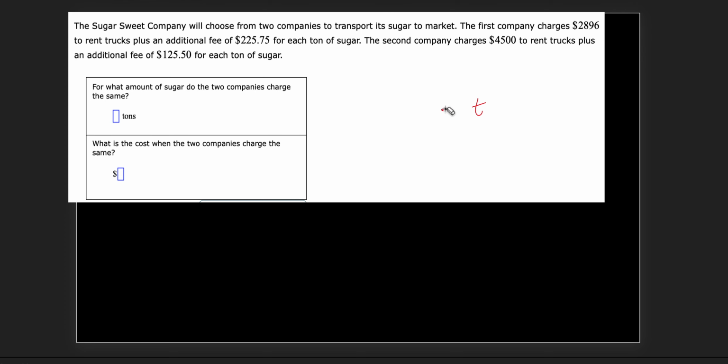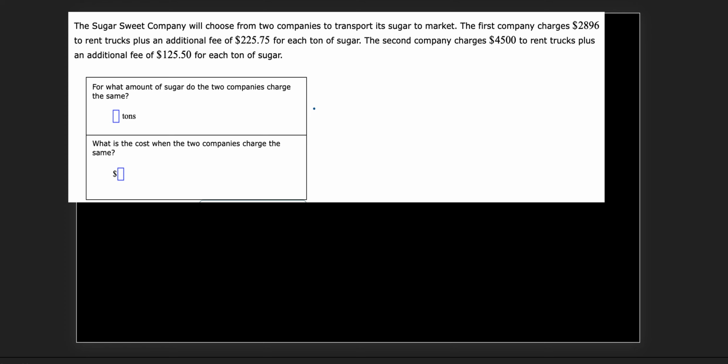So the Sugar Sweet Company will choose from 2 companies to transport its sugar to market. The first company charges $28.96 to rent trucks, plus an additional fee of $225.75 for each ton of sugar. The second company charges $4,500 to rent trucks, plus an additional fee of $125.50 for each ton of sugar. What amount of sugar do the 2 companies charge the same? Just what tons? What is the cost when the 2 companies charge the same? So they're asking for tons here and dollars here.